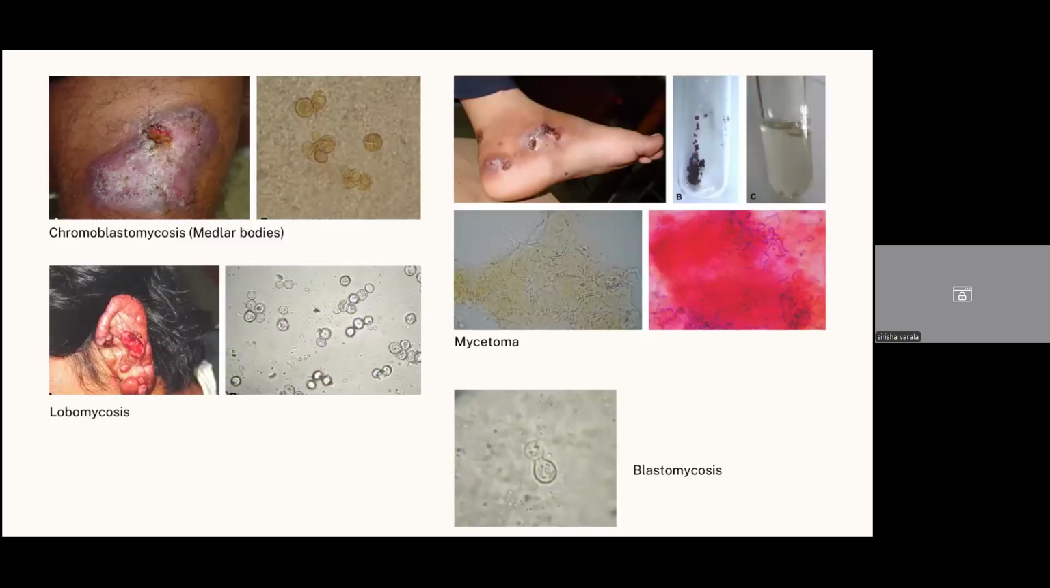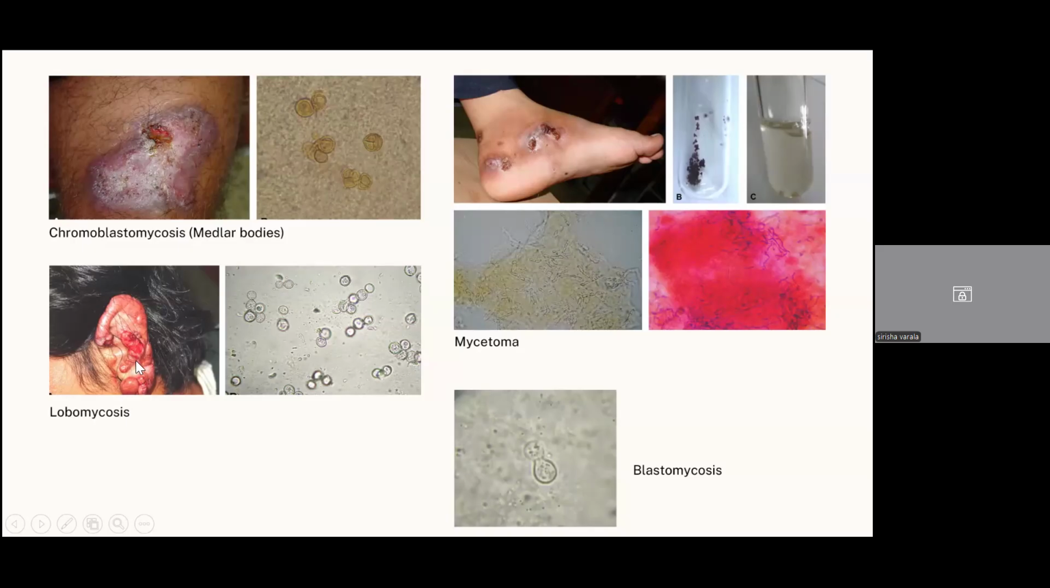Now, not just superficial dermatophytosis, but even in subcutaneous mycosis and also in deeper mycosis, it is valuable. So what you're going to do, especially in chromoblastomycosis, suppose this is a plaque, you are going to select these black dots. This is where you have to take the sample from. You smear it on the slide and add KOH. You will be able to see these copper-penny or medlar bodies.